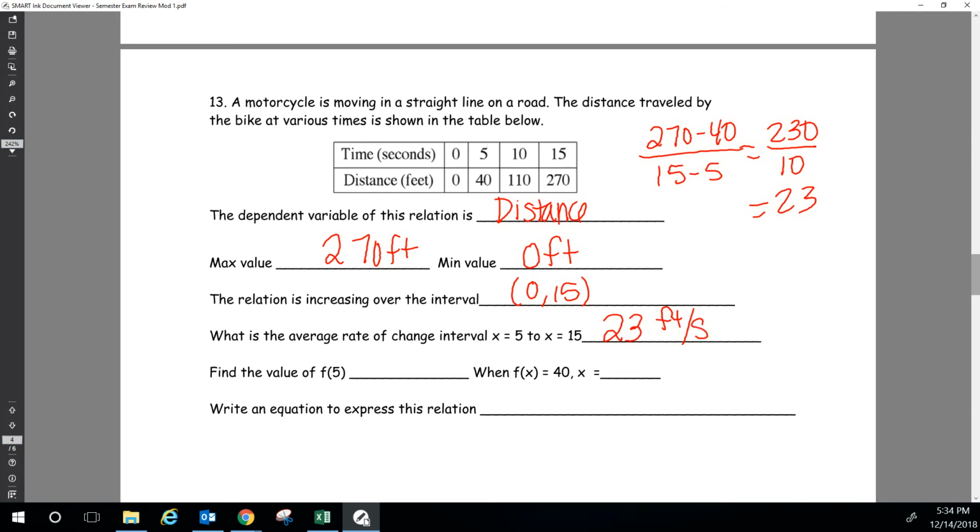What's the value of f of 5? So when x is 5, my y value is 40. When y is 40, my x value is 5. Write an equation to express this relation. Well, we've got a slope here of 23. We know our y-intercept is 0, so f of x would just be 23 times x.